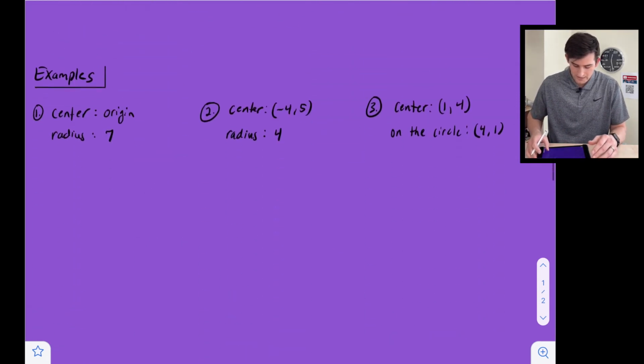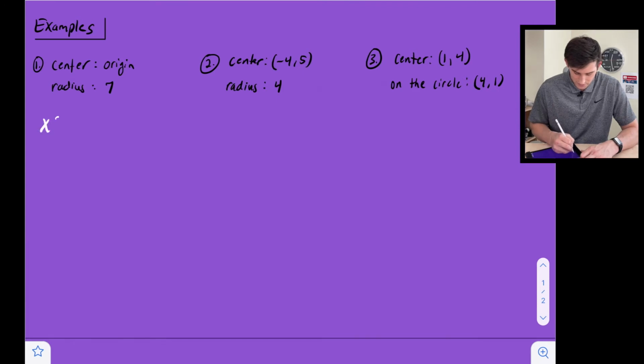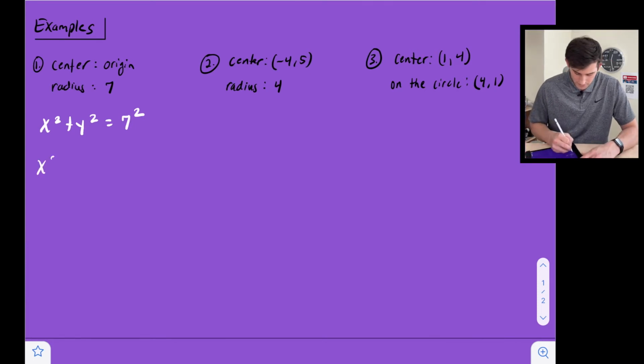Okay, so let's look at 3 examples here where we write the equation of the circle, given something that looks a little bit different. The first one is our easiest example. We are centered at the origin. Since that is the case, we're just going to say x squared plus y squared is equal to our radius squared. So now all we have to do here is square 7. So we get x squared plus y squared equals 49. And that would be our equation for number 1.